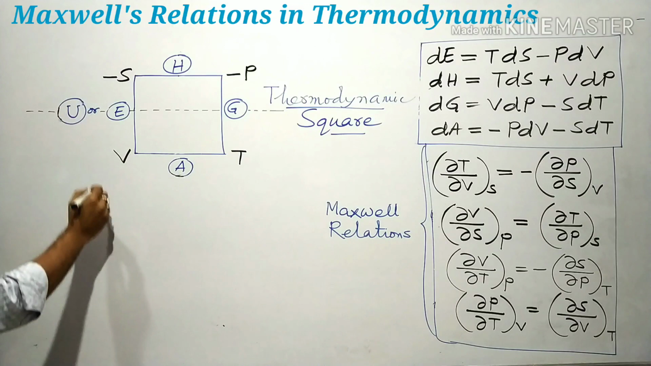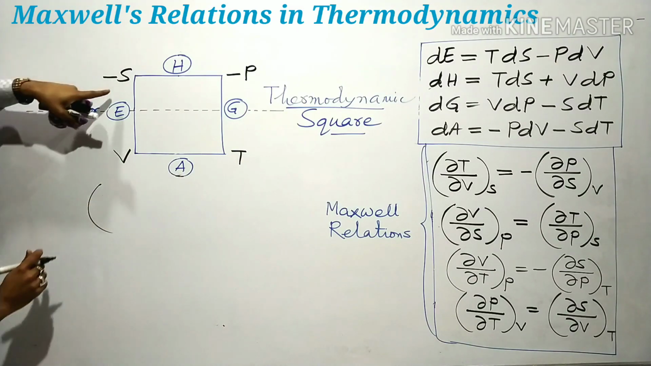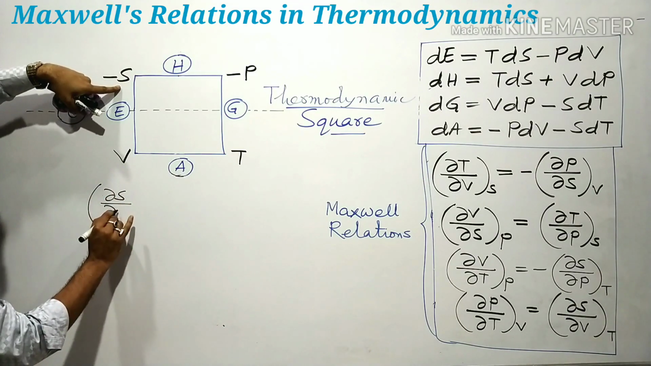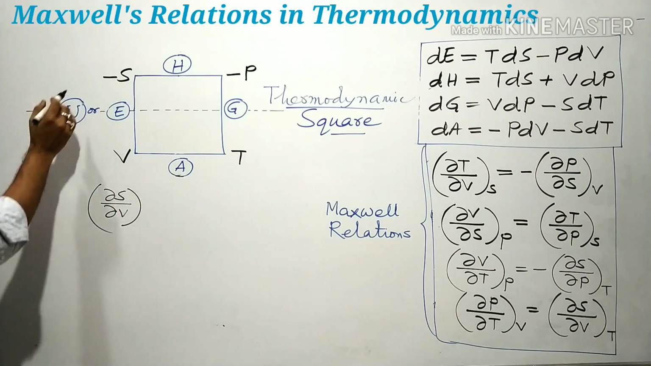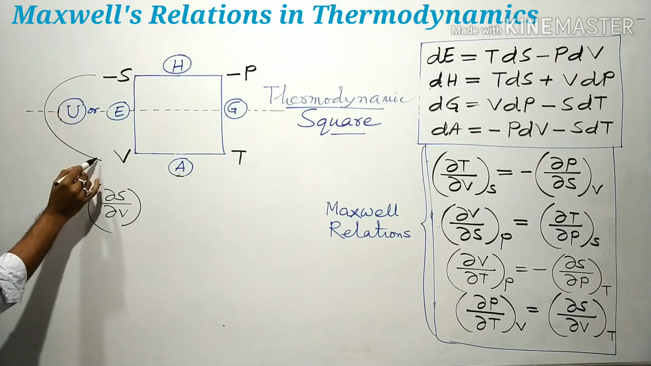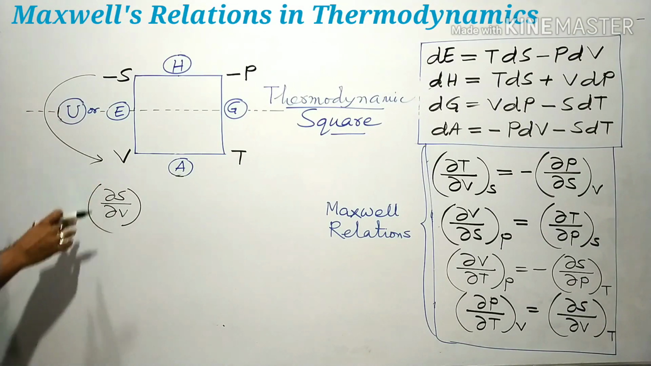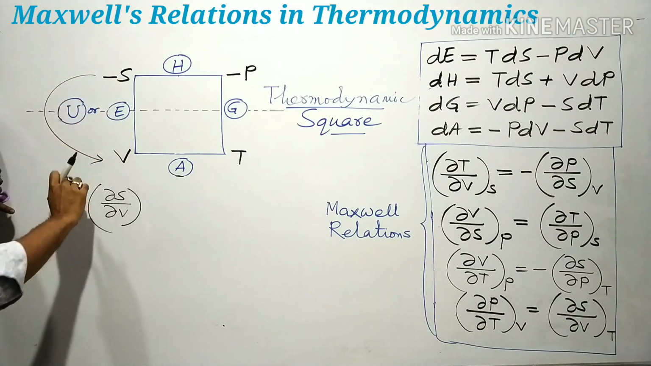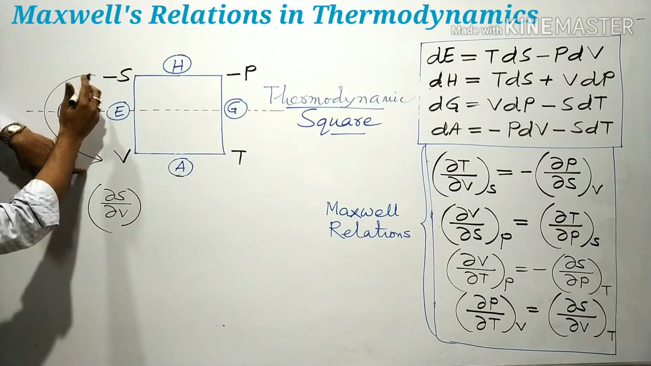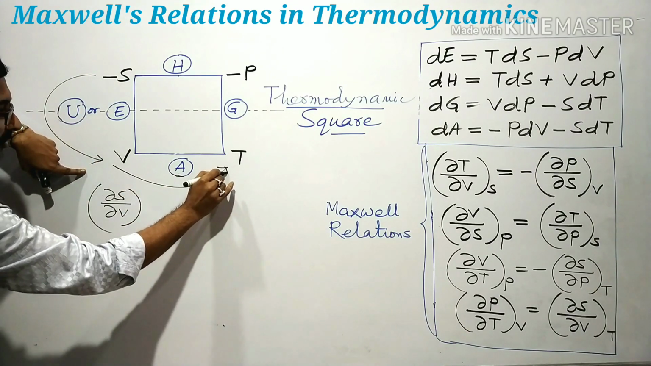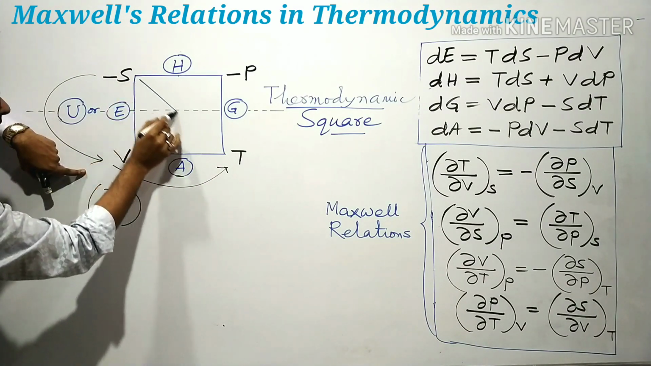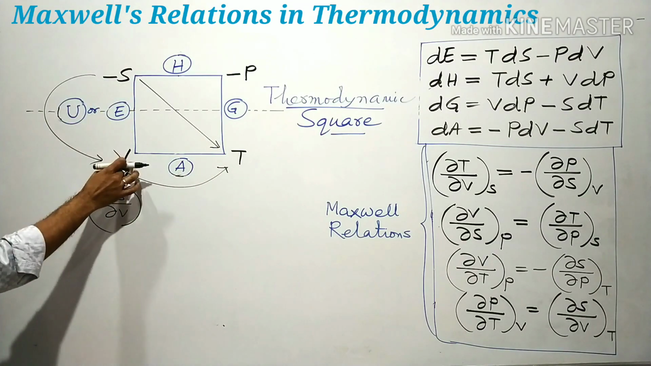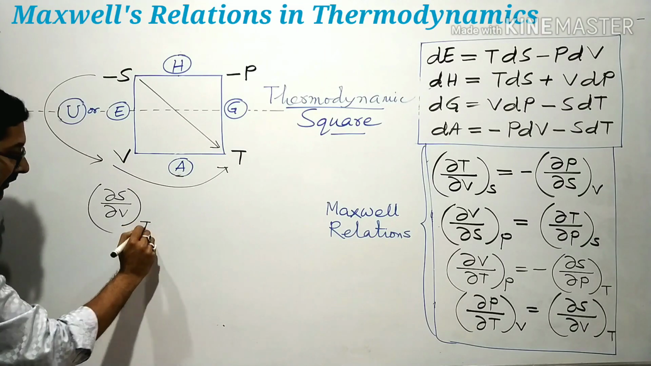So from here we can write: this is your S and this is your V. So we can write del S del V, and it is rotating anti-clockwise. So S and V, and the next term is T, which is present diagonally with respect to S. So del S del V, this is the constant term, this is T.